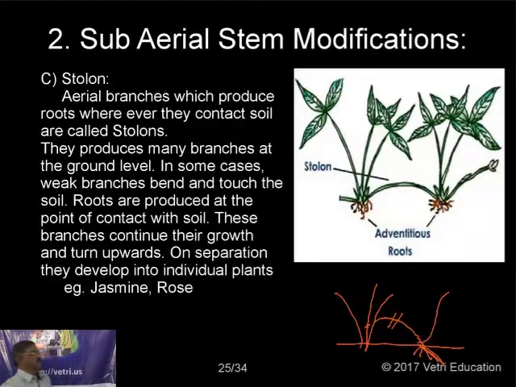So aerial branches which produce roots whenever they contact soil are called stolons. Whenever they contact the soil, they form roots below, and then the branch develops into a new plant. It's just like a bend. Whenever it bends on the ground, the roots develop and it will separate. If you separate it, it will develop into a new plant.